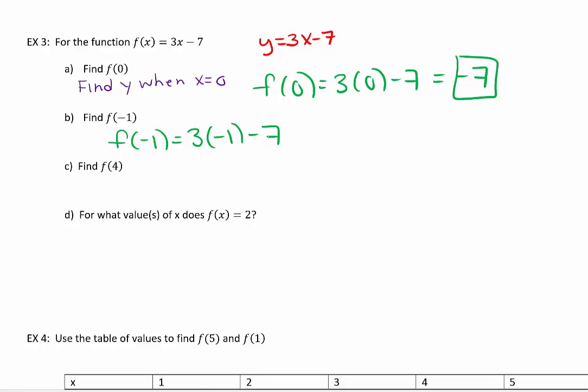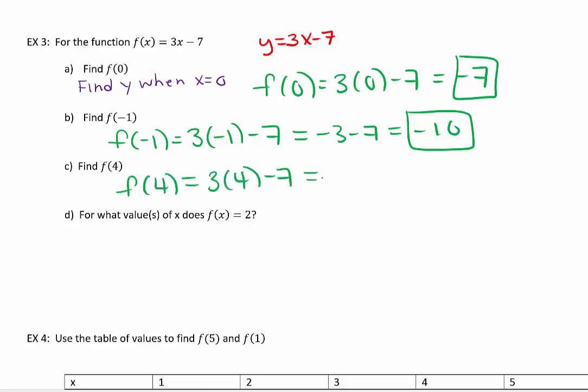We can do the exact same thing with the next two problems. If I plug in negative 1, 3 times negative 1 minus 7 is negative 10. So when x is negative 1, the y value is negative 10. Finally, for part C, we do the exact same thing. To find f of 4, I plug in 4 for x. That gives me 12 minus 7, or 5. So when x is 4, y is 5.